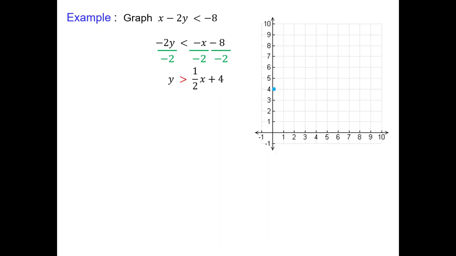We're going to start with the y-intercept of 4. And now notice that the slope is 1/2. So we're going to rise 1 and run 2. Rise 1, run 2, and so on.